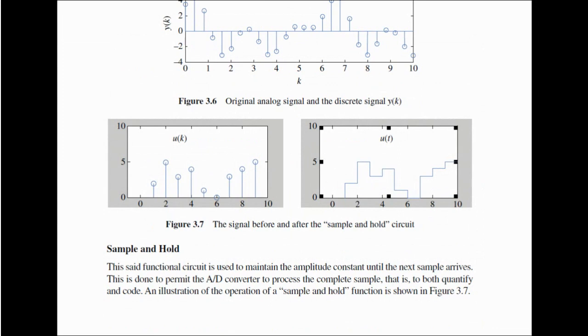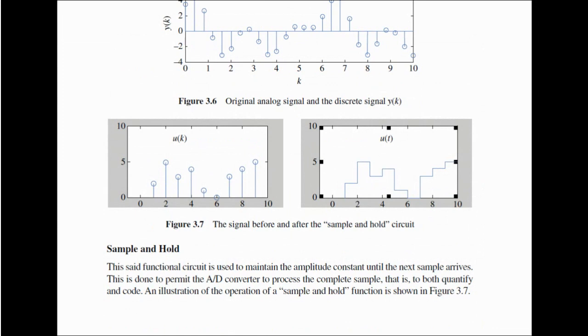So the next step is the sample and hold, and we said this function is to maintain the amplitude, to ensure that the amplitude that is being sampled is constant until the next sample arrives. And this is done to permit the analog to digital converter to complete the sampling process, and also to quantify and to code. And an illustration of this is what is being shown here in these two diagrams, the sample and hold.